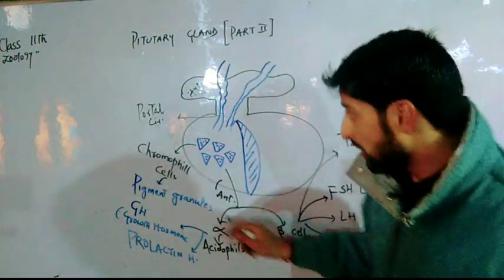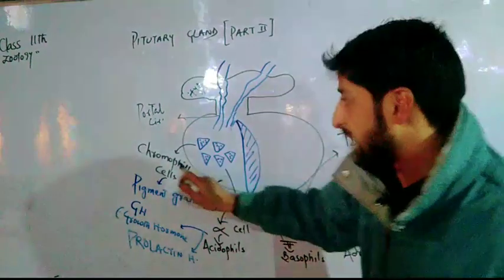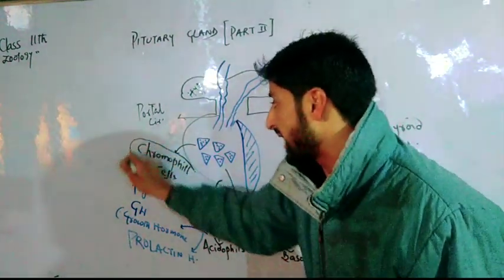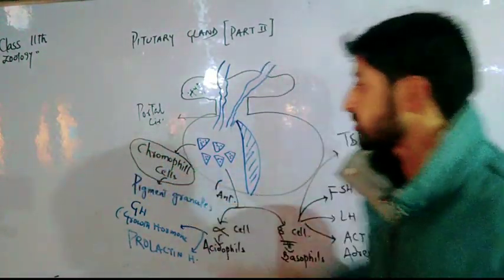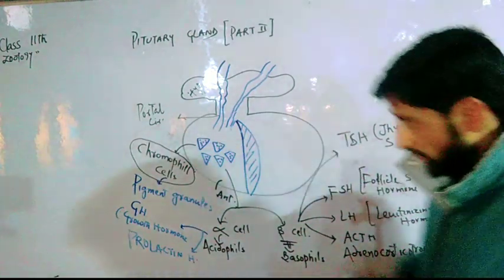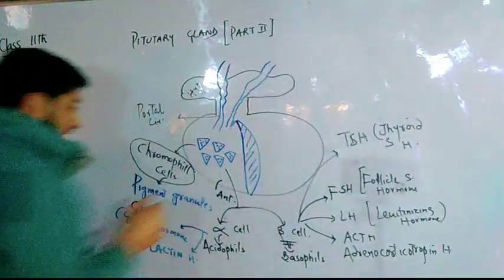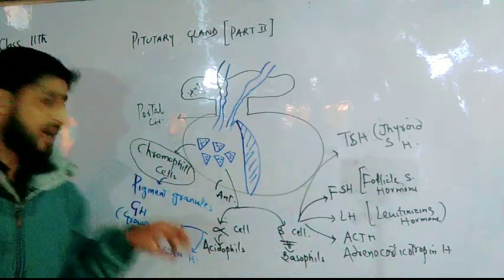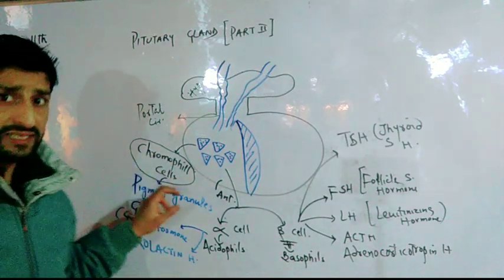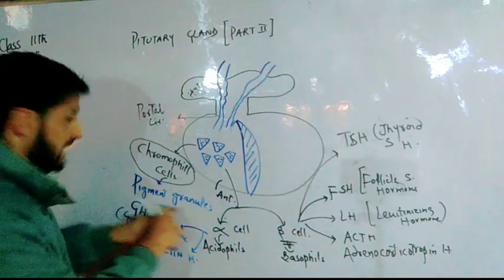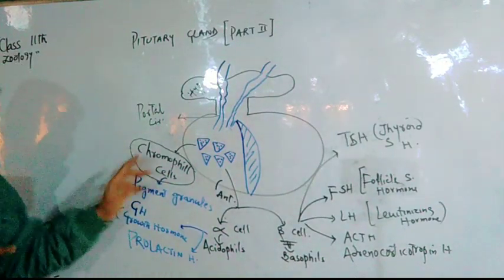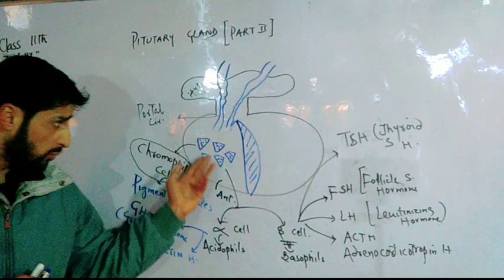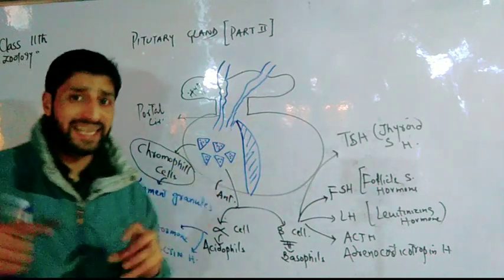In the anterior lobe of the pituitary gland, there are special types of cells. These are endocrine cells. These cells are known as chromophil cells. These chromophil cells get activated. The chromophil cells are of two types. When I say chromophil cells, I mean those cells that contain pigment granules. And these chromophil cells are actually stained.